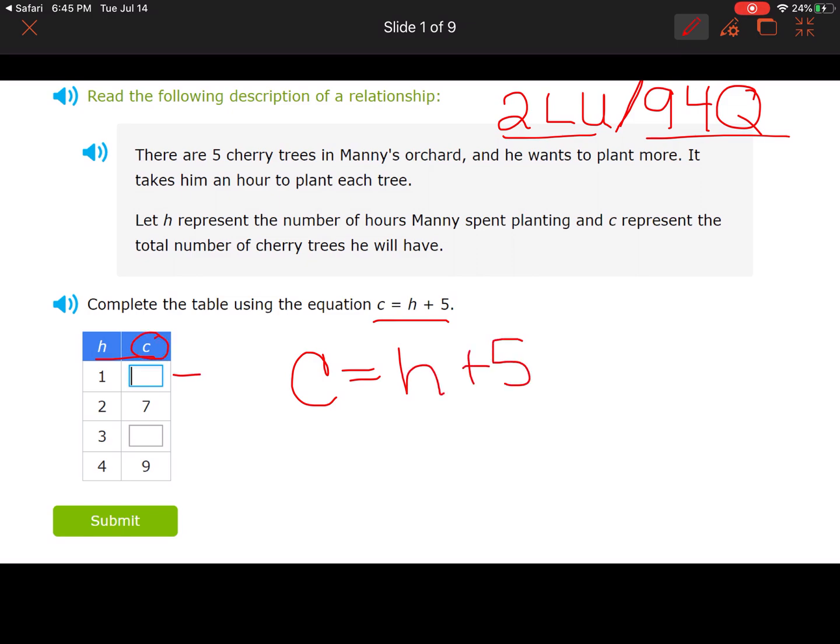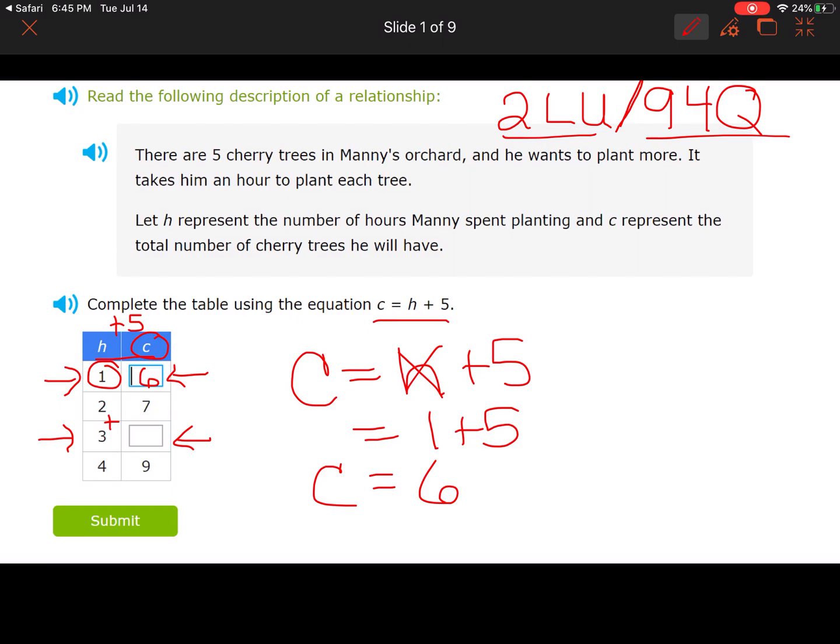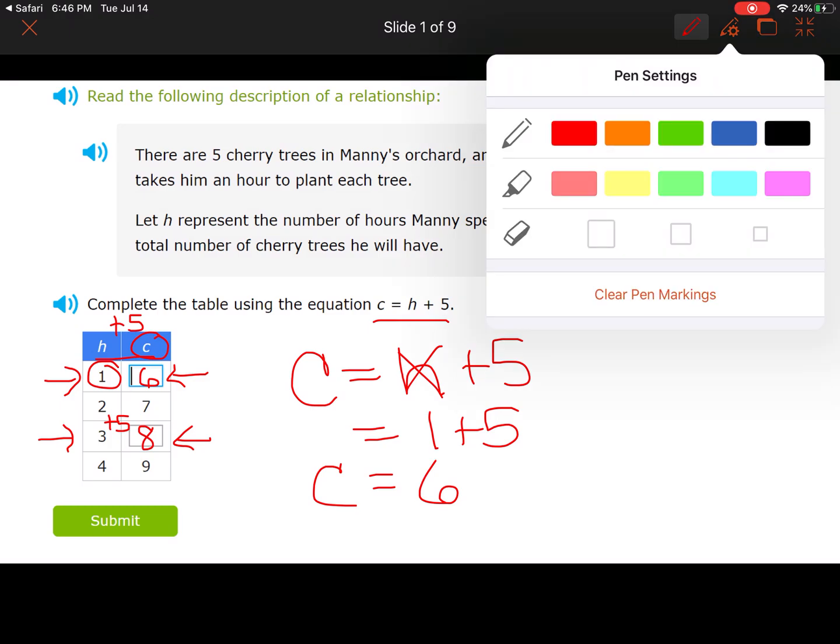We're trying to figure out this value of C when H is 1 and when H is 3. So for the first one, we're going to take when H is 1 and replace this H with a 1. So we have 1 plus 5. So when you do that, you get C to equal 6. So that means you're going to put 6 here. Think of it as like an input-output table. You're trying to look at what is the rule that's happening. And the rule is we're always adding 5 onto H. So for the next one, we have 3, same thing. You're going to add on 5. Well, 3 plus 5 is 8. Okay? So that's how you would go about solving that particular problem.